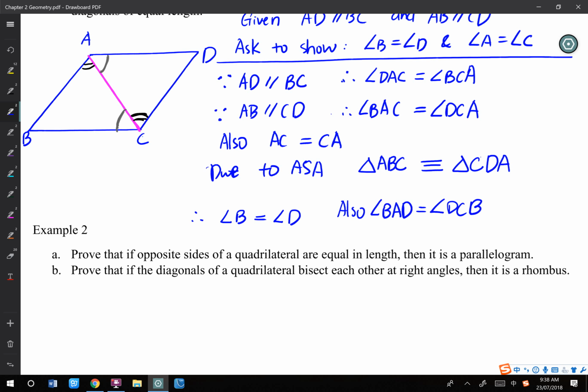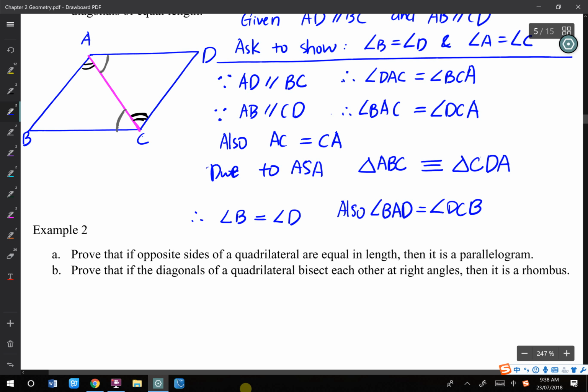That's how you can use congruent triangles to prove it. The reason for this is the sum of two equivalent angles.